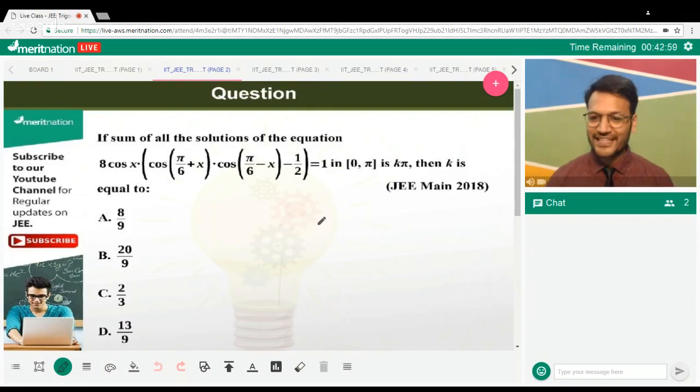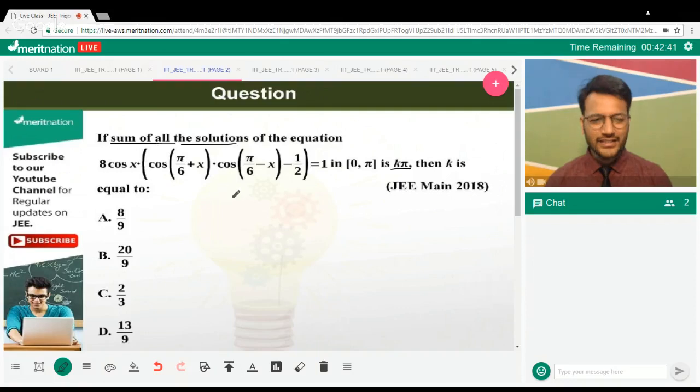Okay, so let's get started. The first question on the board is: if the sum of all the solutions of the equation is k pi, then what is the value of k? So basically what we need to find is the sum of all the solutions of this equation.